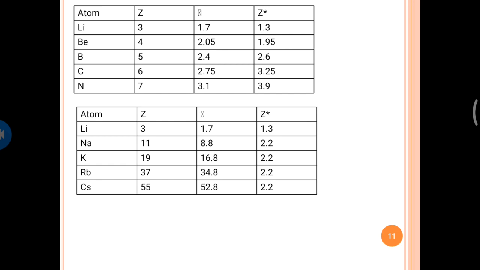Now we stop here. In the next lecture we will discuss atomic and ionic radii, and then we discuss ionic radius and crystal radii.